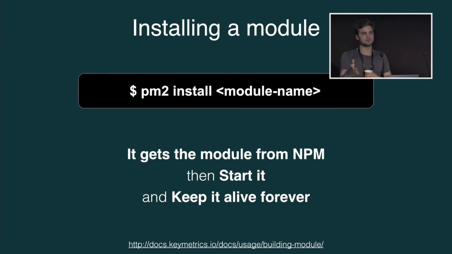So you cannot install any library. You cannot do pm2 install express. Doesn't make any sense. It should be an application that is configured in a way that can be run in a standalone way. So when you do pm2 install my-module, it gets the module from NPM, it will start it, and it will keep it alive forever.